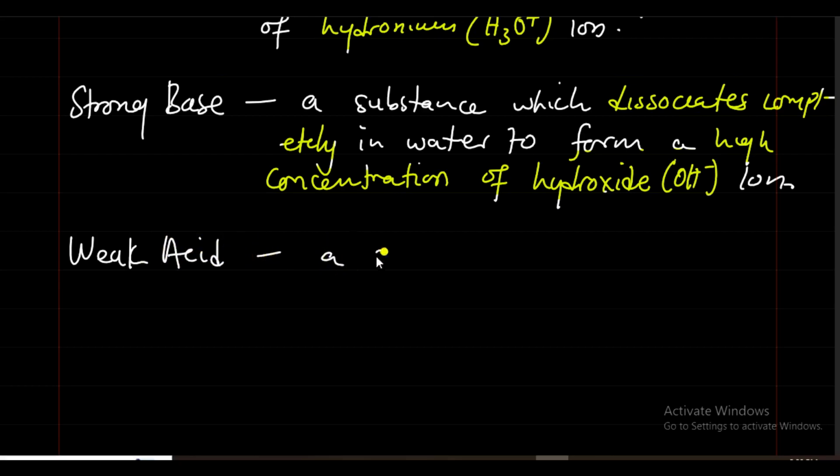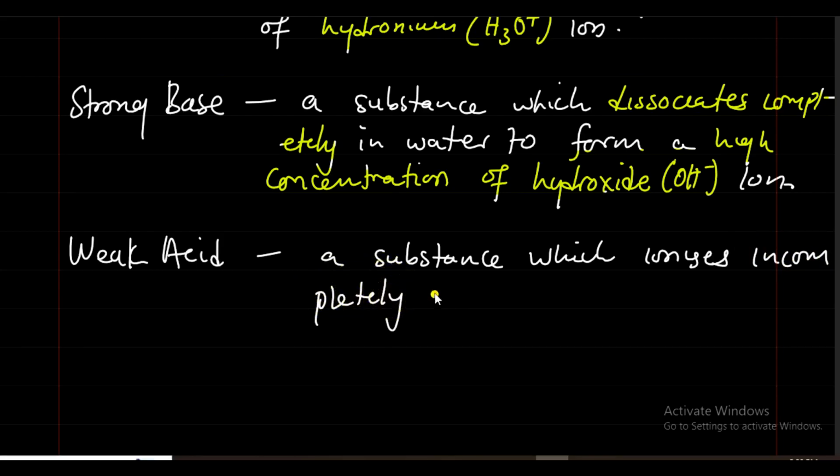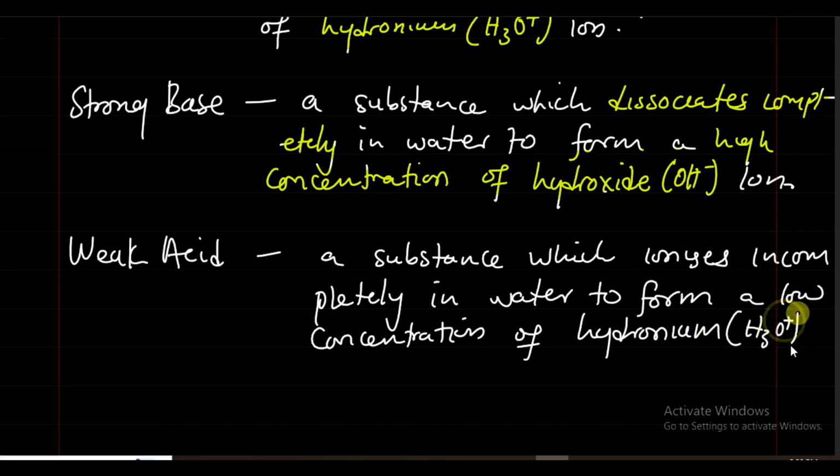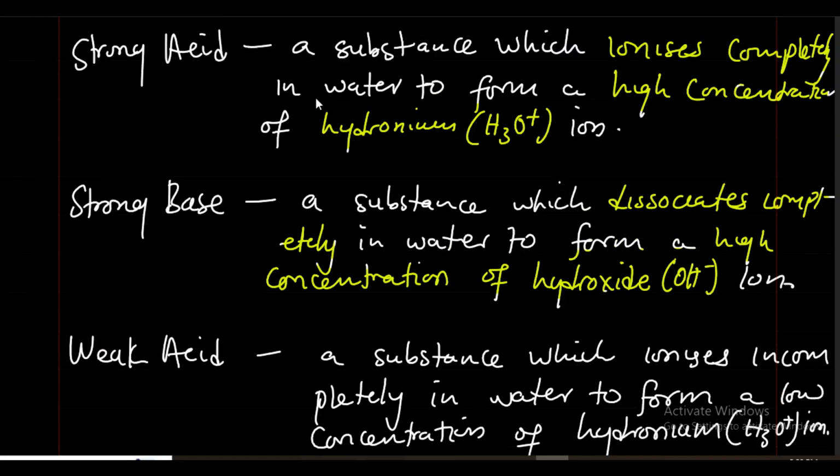So what is a weak acid? A substance which ionizes incompletely in water to form a low concentration of hydronium ion. Okay, now what about a weak base?